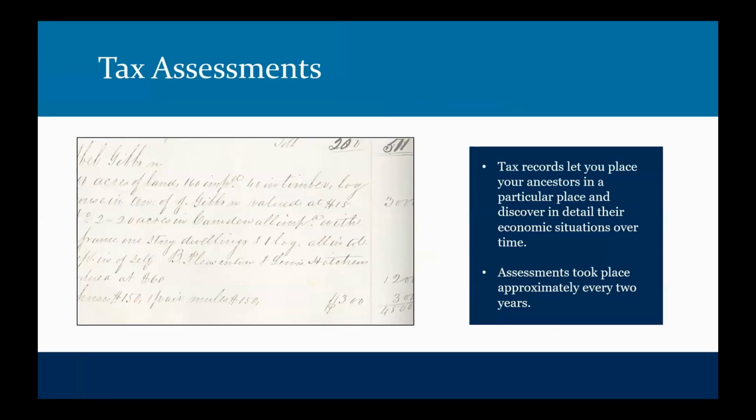Tax assessment records. These can be similar to census records in terms of information that's provided, but of course, whereas census records happened every 10 years, assessments took place approximately every 2 years. So they can provide information about your ancestors in a specific place and time, and can often fill in those gaps between censuses. Not only do they provide information about the property, including farm animals that were owned, but also the number of occupants within the property at the time that the assessment was performed.